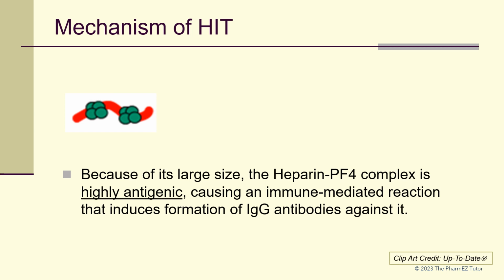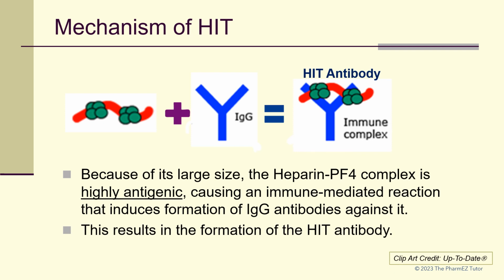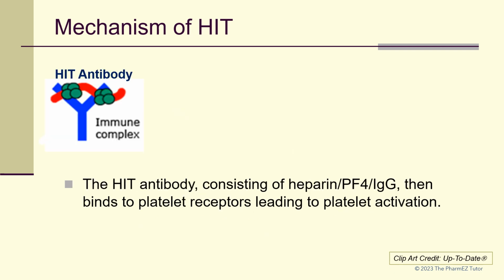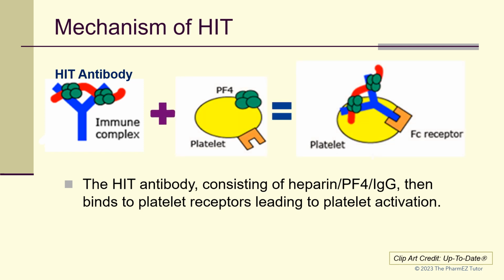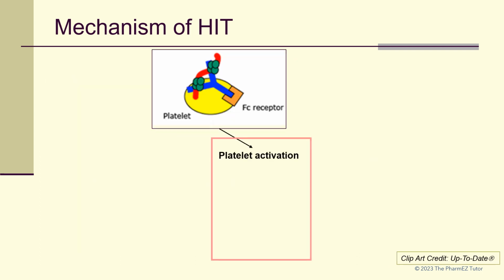Because of its large size, the heparin PF4 complex is highly antigenic, causing an immune-mediated reaction that induces formation of IgG antibodies against it. This results in the formation of the HIT antibody. The HIT antibody, consisting of heparin, PF4, and IgG, then binds to platelet receptors, leading to platelet activation. Platelet activation will lead to platelet aggregation.